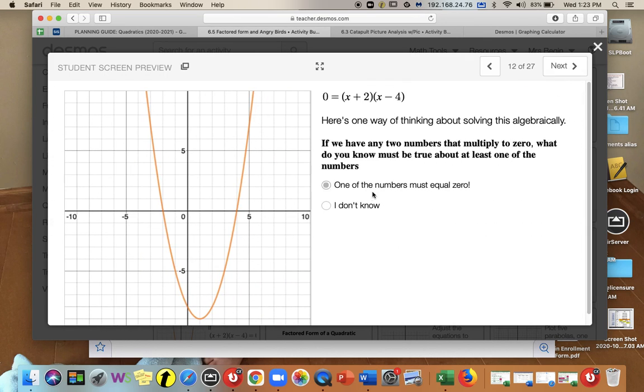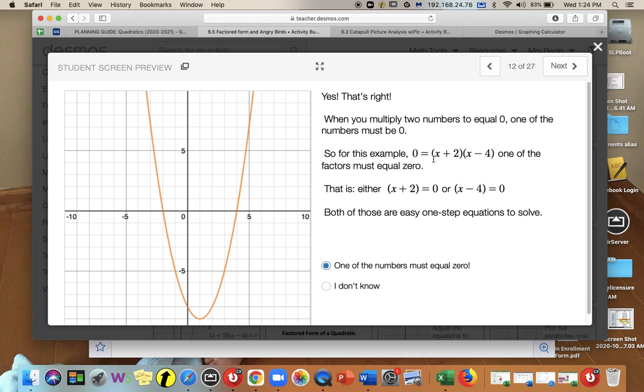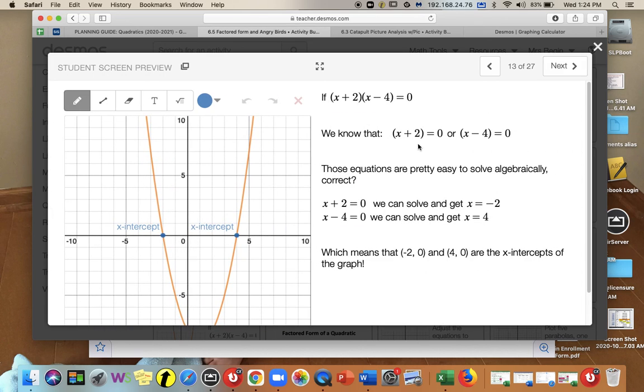So let's practice. All right, so here's one way of thinking about this. If we have two numbers, okay, so this is kind of just what I explained. If you have any two numbers that multiply to 0, one of them has to be 0, right? So again, if one of them is 0, the whole thing's 0. So then we solved it, so I kind of showed how I broke it down. And we know that what makes x plus 2 equal 0? It's negative 2. What makes x minus 4 equal 0? That's positive 4. And that's how we got the x-intercepts. It's the opposite of the numbers in the parentheses.